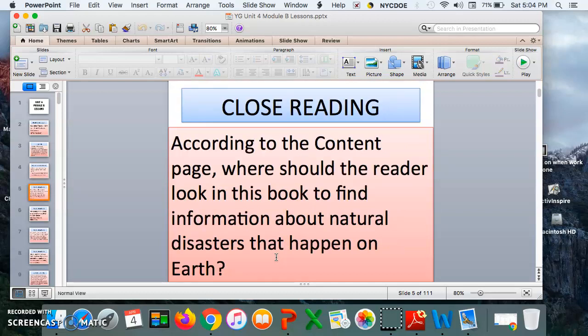Now, after you read the text, these are some questions that you can think about as well that we're going to go over. According to the content page, where should the reader look in this book to find information about natural disasters that happen on Earth? Again, according to the content page or the table of contents, where should the reader look in this book to find information about natural disasters that happen on Earth? Take a couple of seconds to think about it, and then we're going to go over the answer.